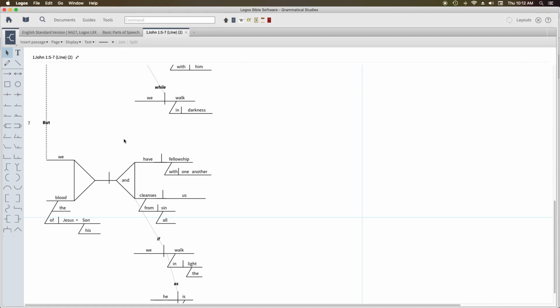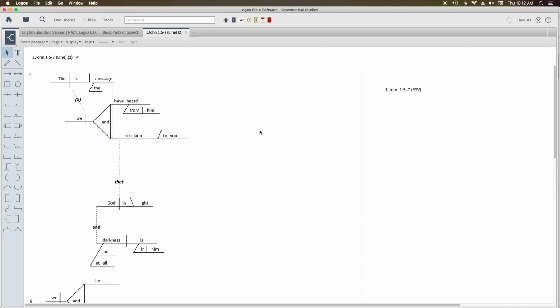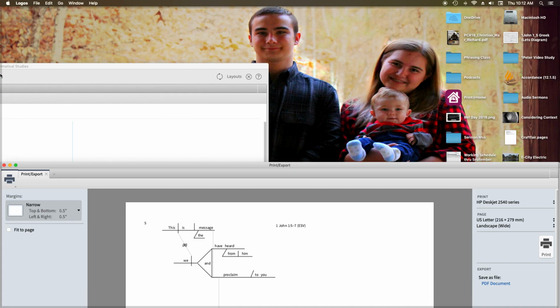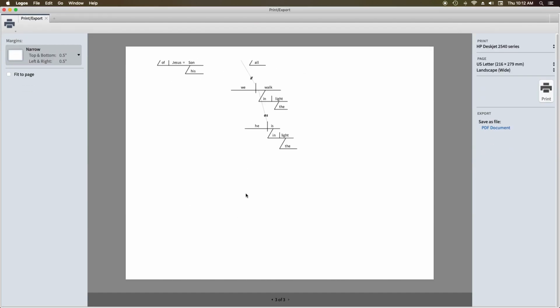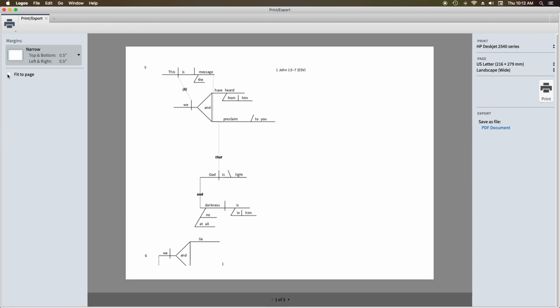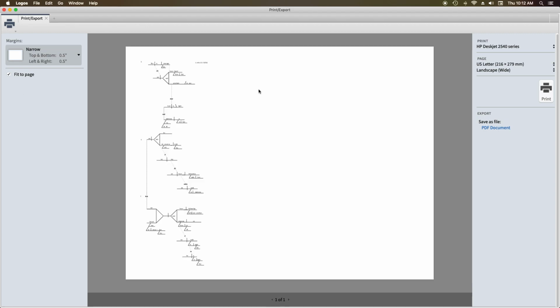But anyway, one last thing, if you need to print this off, let me move this over here. You can always, in Logos, of course, hit Command P, or you can just go to here and print. But you can see we got 3 pages. And a simple way to do this is to fit to the page, and you got it all right here. Now, you might be thinking, okay, well, that's small. Yeah, well, it is.